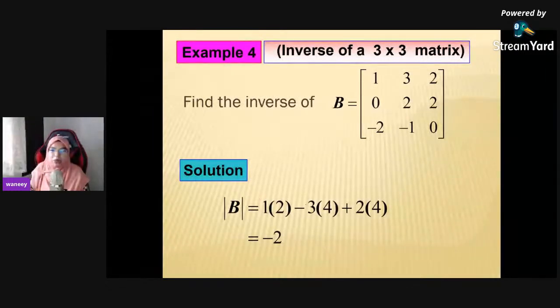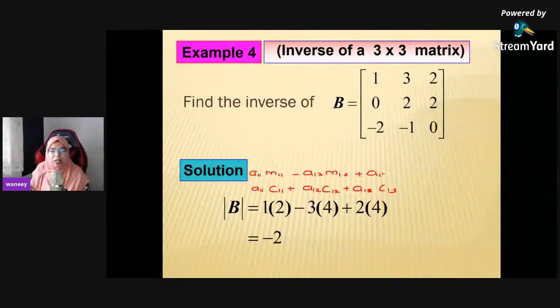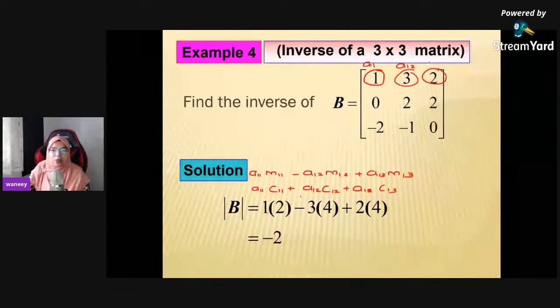So this is what happens when we expand along the first row. A11 C11, A12 C12, A13 C13. This is supposed to be a plus first, and then we change it to minus. So this is A11 M11 minus A12 M12 plus A13 M13. A11 is equal to 1, A12 is equal to 3, and 2 is A13.